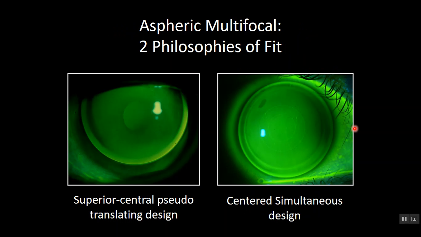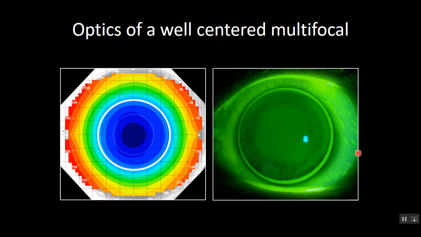Now, we mentioned that there's 2 philosophies of fit. We can fit a superior central lid attached lens that's an aspheric that's slightly translating, and that would be an Essential lens. The Precision Technology dominated lens is an aspheric but centered for simultaneous vision. So what we're trying to achieve is the entire amount of multifocality distributed within the margins of the pupil. So what we want is a well-centered rigid lens.